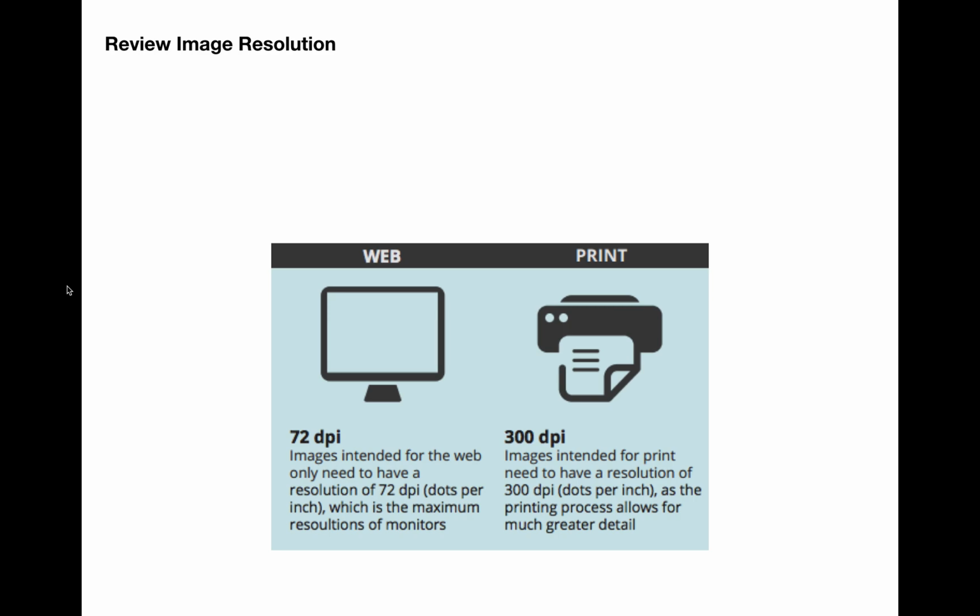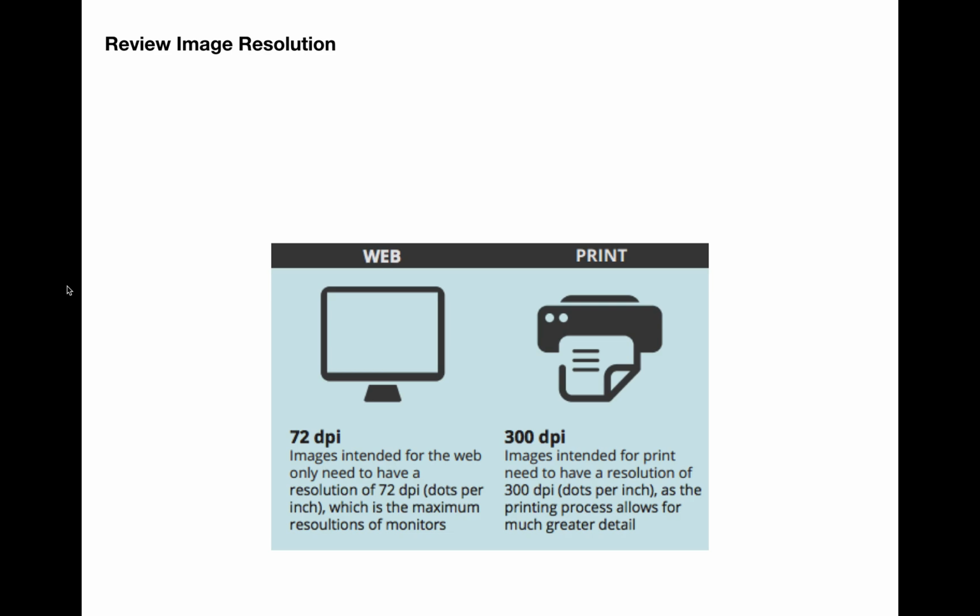The web here is set up for 72 DPI, anywhere between 72 and 100. That's the resolution and the maximum resolution of most monitors. For the printer or the inkjet printer, 300 DPI is appropriate, and this will allow much greater detail in the prints. So those resolutions are set. One is for a computer monitor, the other is for an inkjet printer.